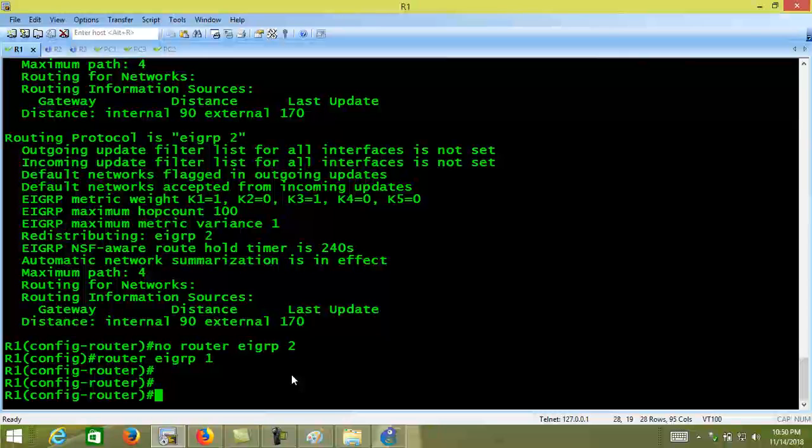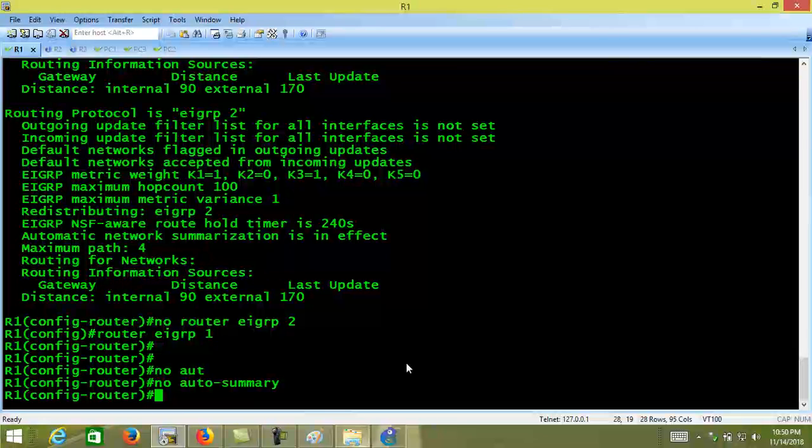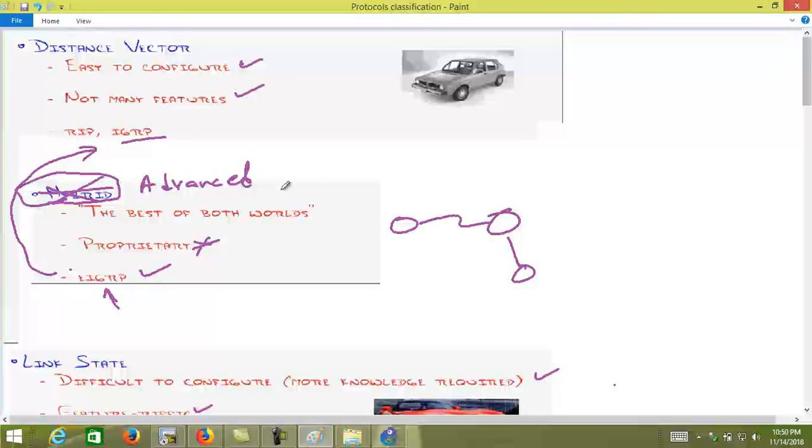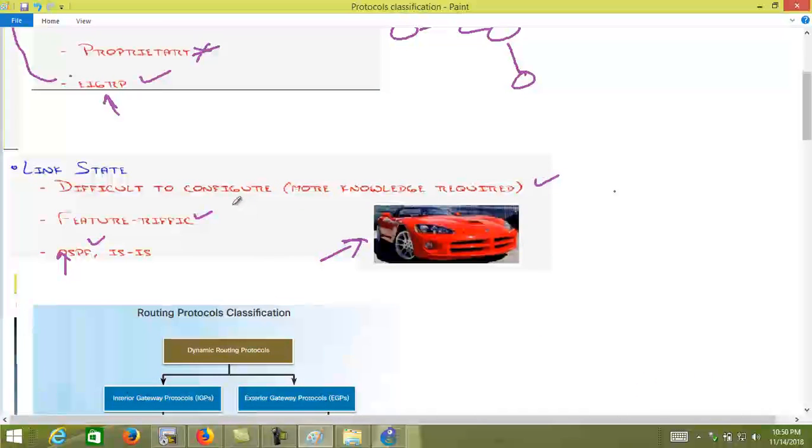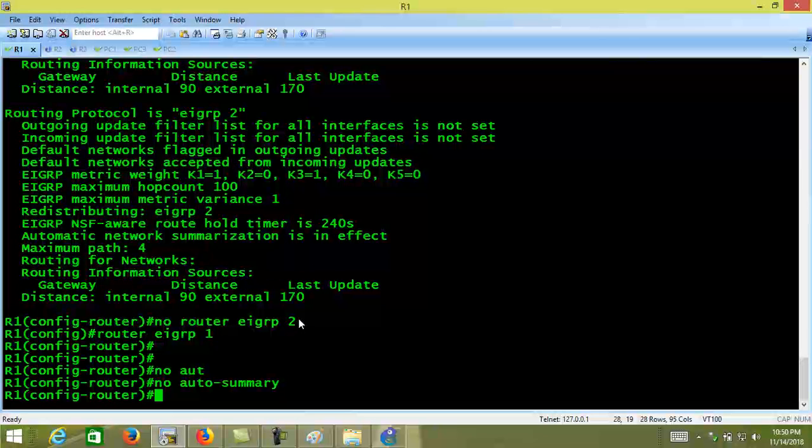For EIGRP, we don't have an option anyway, so we do the same thing, no auto-summary, because as much as EIGRP borrows from both worlds, it is the best of both worlds. I'm saying that it is one of the best routing protocols because it is as easy to configure as a distance vector routing protocol, yet it behaves like a link state routing protocol, in a way. I will expound more on that in a bit. Alright, so up to there we're the same.